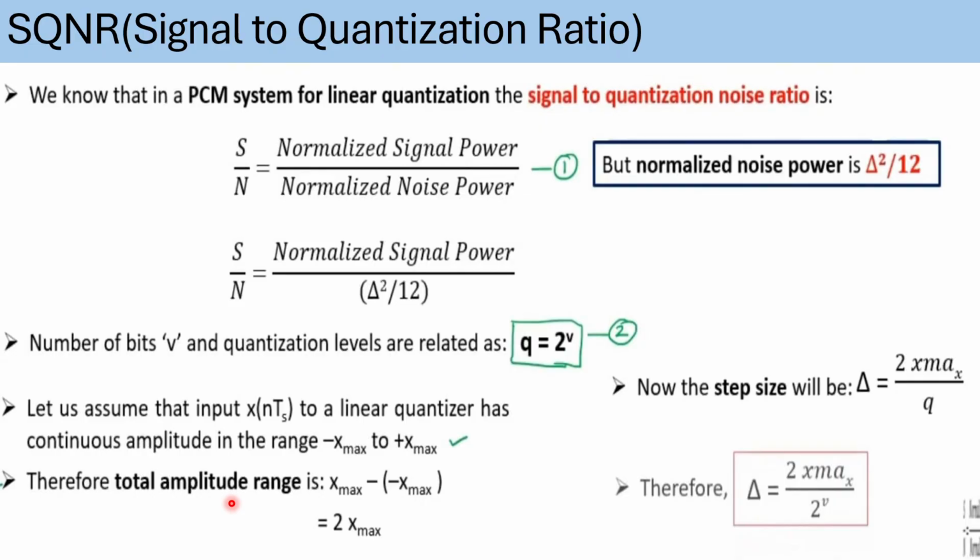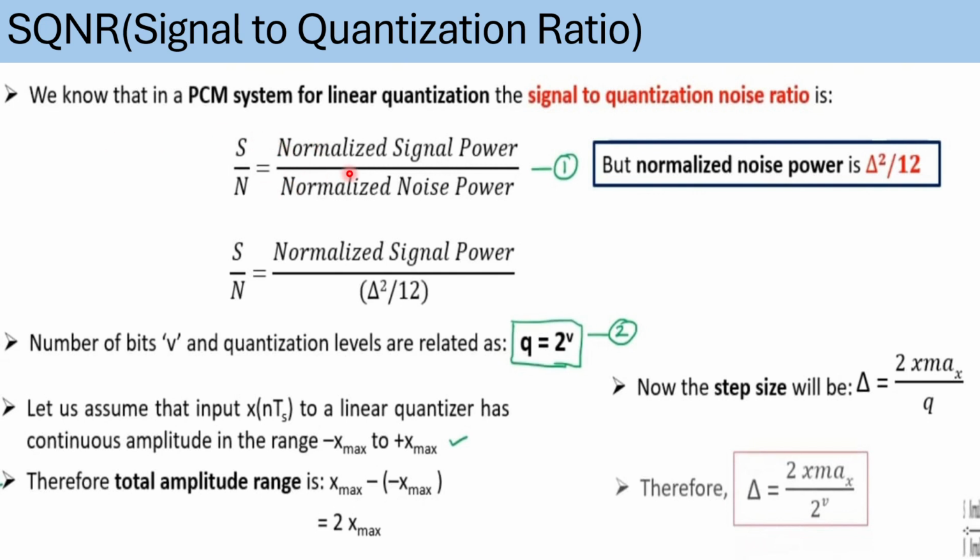Then in the next slide we come to the signal to quantization noise ratio. What is the signal to quantization noise ratio? Here we calculate the noise ratio. Sorry, there was a mistake in saying the system noise ratio. Okay, next we calculate the noise ratio.